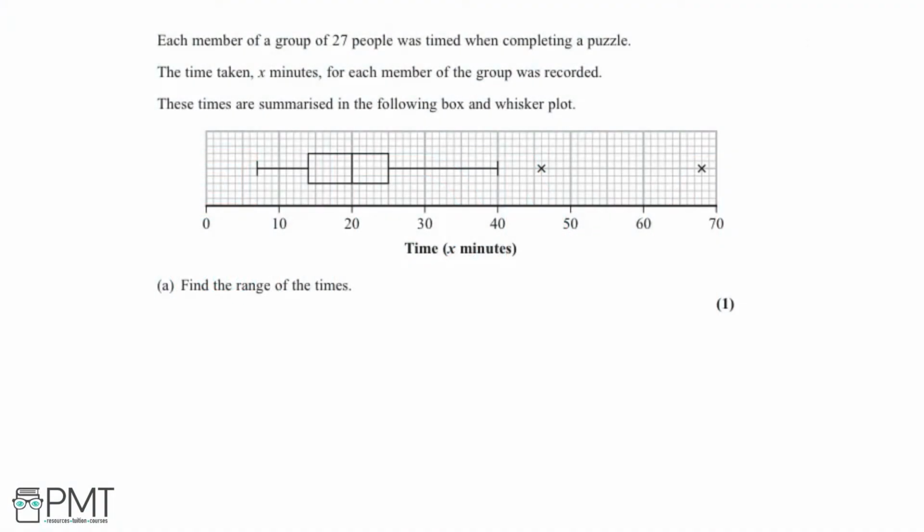So each member of a group of 27 people was timed when completing a puzzle. The time taken, x minutes, for each member of the group was recorded, and these times are summarised in the following box and whisker plot. Part A says we need to find the range of the times, and this is for 1 mark.